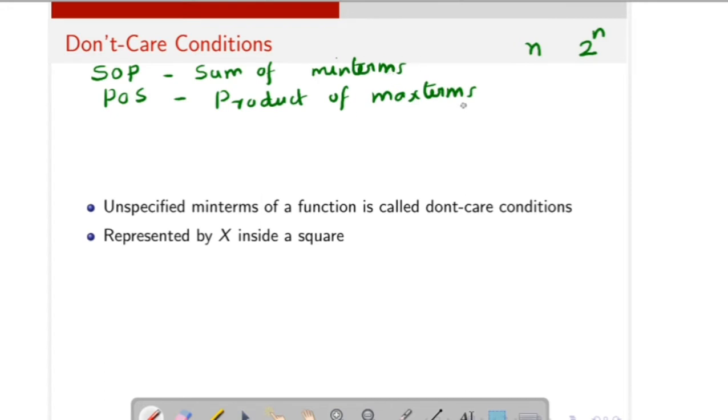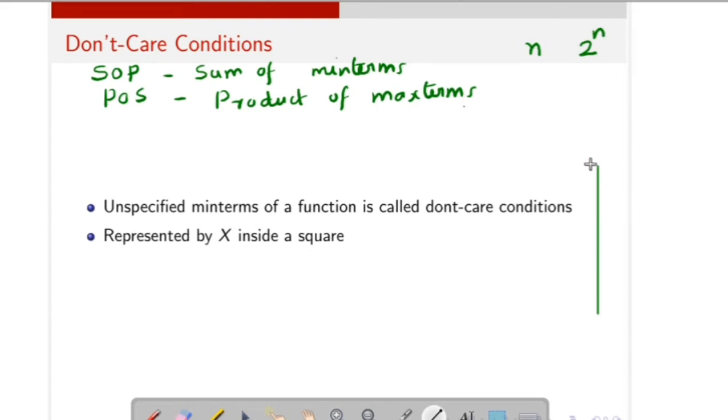And in the case of max terms, the boolean function considers those max terms that give function output equal to 0. Other max terms give function output as 1. Okay.